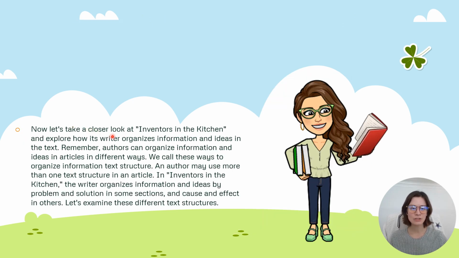Let's take a closer look at Inventors in the Kitchen and explore how its writer organizes information and ideas in the text. So remember, authors can organize information and ideas in articles in different ways, and we call these ways to organize information text structure. There are three types of text structure. We can organize them by sequence of events, problem and solution, or cause and effect.